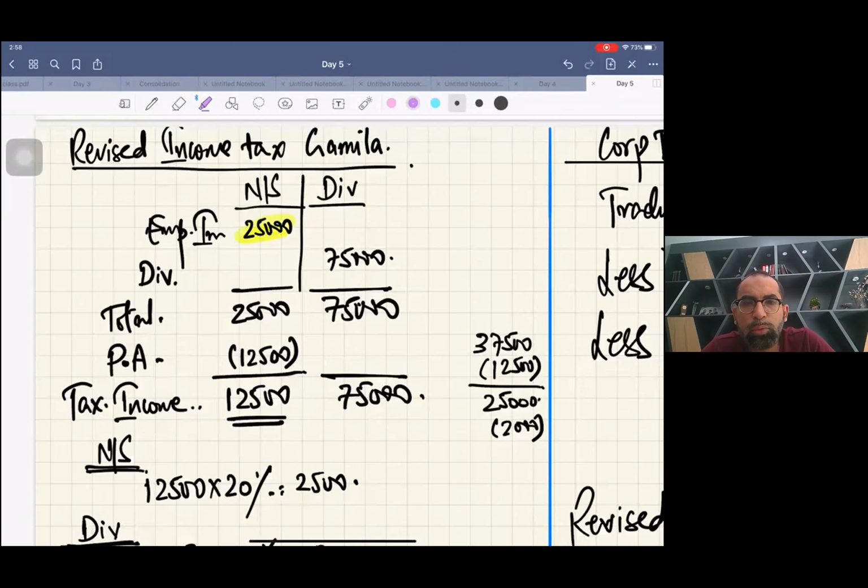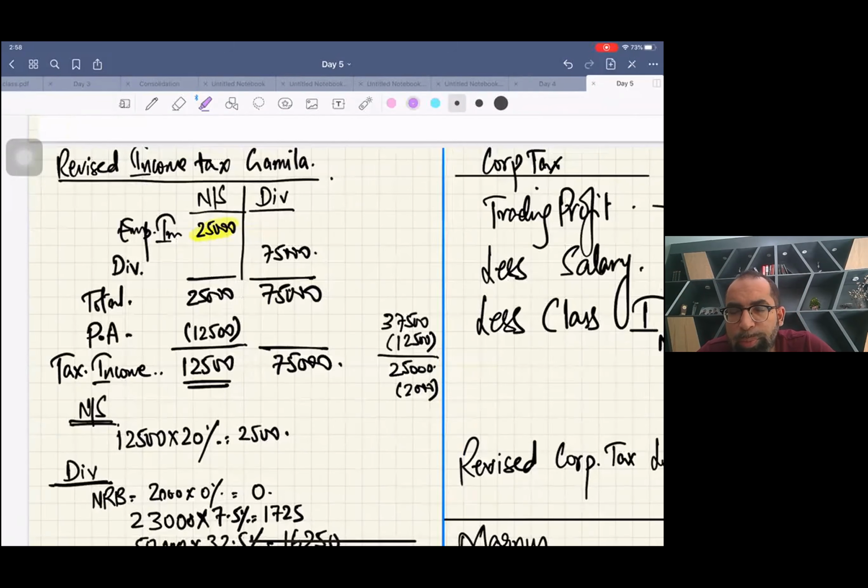First of all, I'm going to start with Gamila. In the new package, Gamila is receiving a salary of 25,000. Salary means employment income, and employment income always goes in the non-saving column. See, I've made two columns. Also, in the revised package, Gamila is going to receive dividend income of 75,000, so obviously there should be a separate column for dividend income.